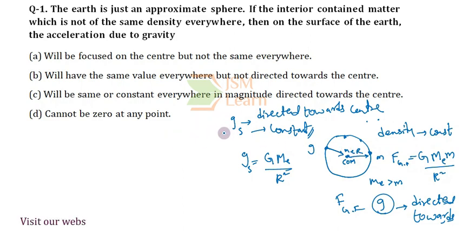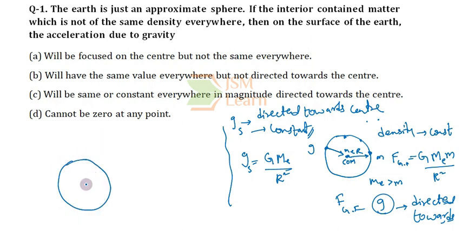Now let us check what happens if the Earth is considered as a sphere of non-uniform density. Then the mass distribution will be unequal. That is, the matter is distributed randomly, in an unequal manner. So there will be some regions in the interior of the Earth where the mass will be distributed more, and in some places the mass will be distributed very little.